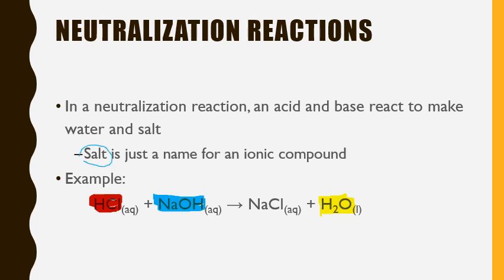We're also going to get something else, and that's called a salt. We'll make that green. So a salt is really just a fancy name for an ionic compound. And it just so happens that in this reaction, we literally get salt, sodium chloride. But it totally depends on what the ions are that are combined with the hydrogen and the hydroxide. Okay? But in every neutralization, you're going to get a salt and you're going to get water.